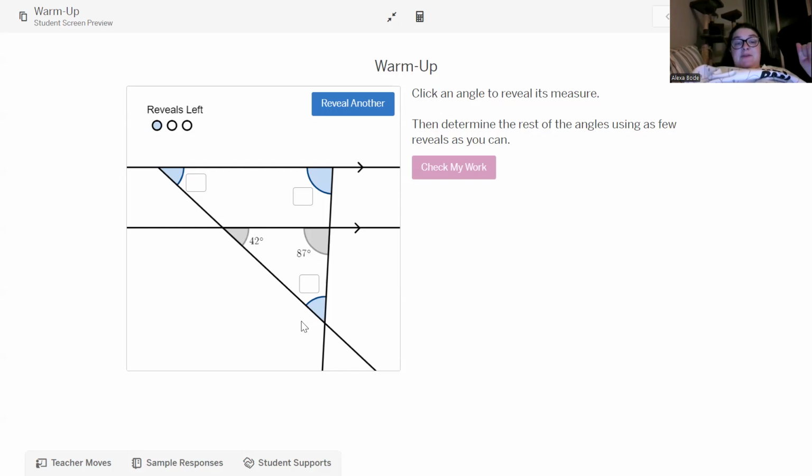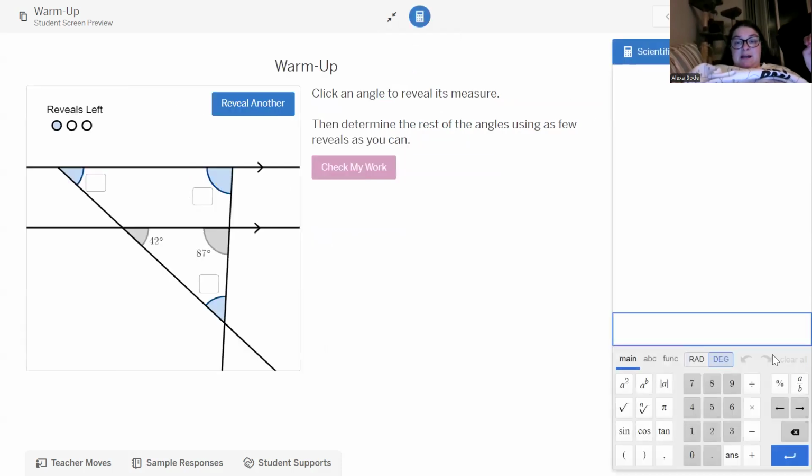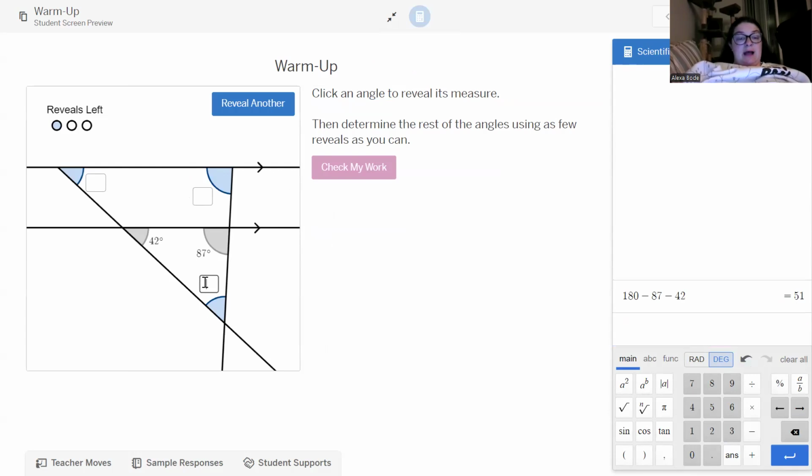I can figure out this third one here because all three have to add up to 180. So in my calculator on the side, I want to do 180 minus this 87, which gives me 93. And I also want to subtract this 42, which leaves me with 51. So this last angle here should be 51 degrees.